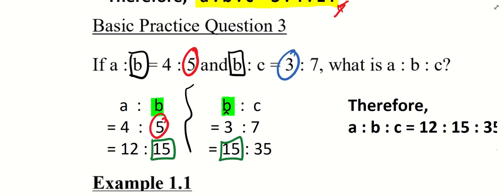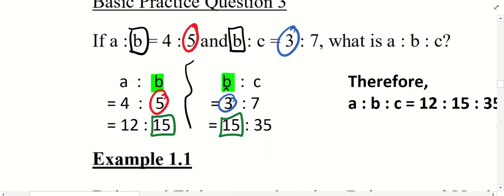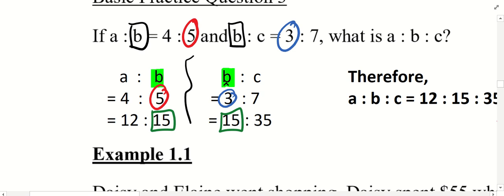So no choice over here. We have to make them the same number. So how do we do that? Well, we do that by finding first the common multiple of 5 and 3.